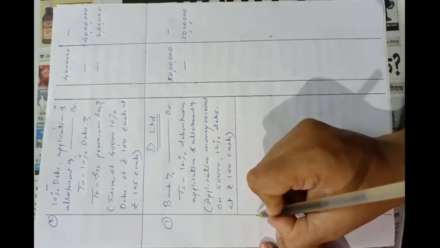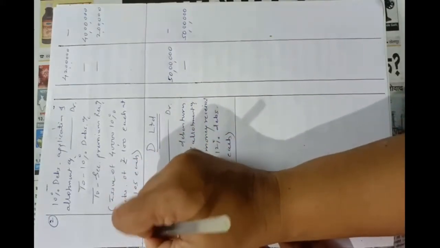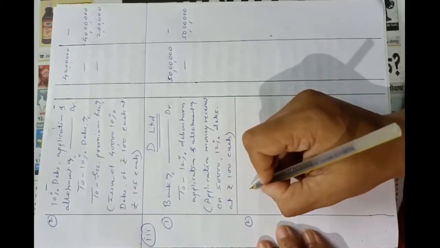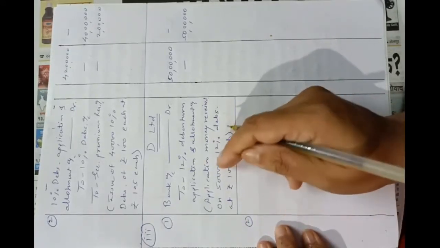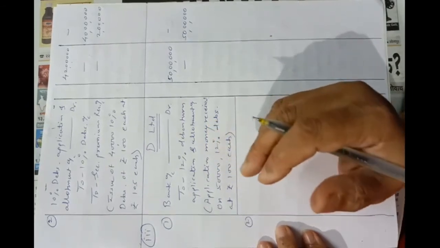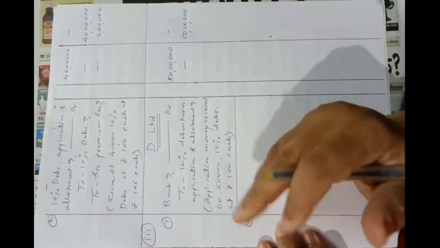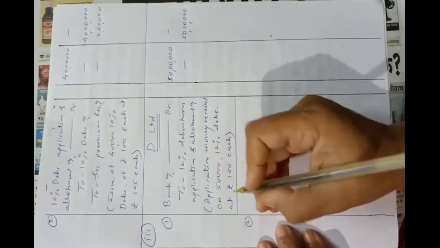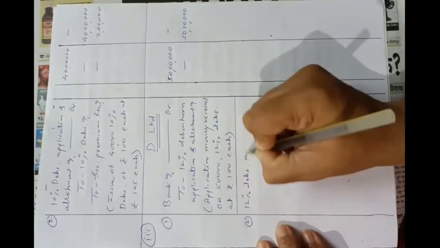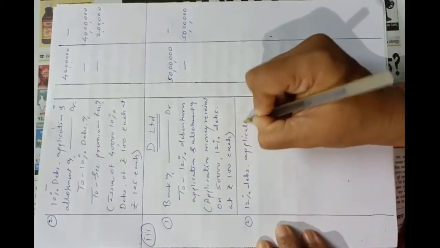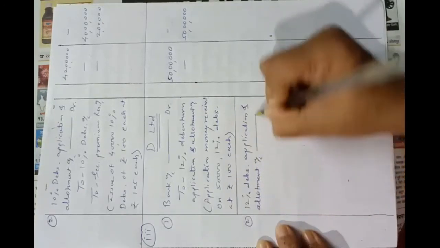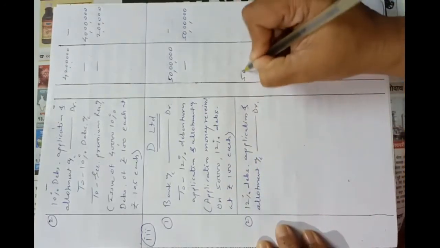Okay, now second entry. This is the third condition, D Limited, second entry. Now second entry will be, these debentures are issued at par but they are redeemable at 5% premium. So at the time of redemption they have to pay premium, that will be the loss to the company. So debenture application and allotment account debit, 12% debentures ₹50 lakhs.